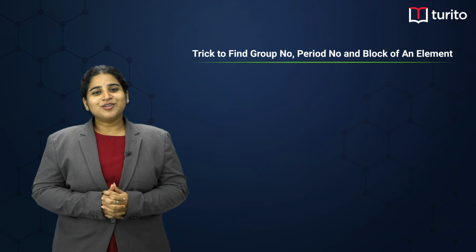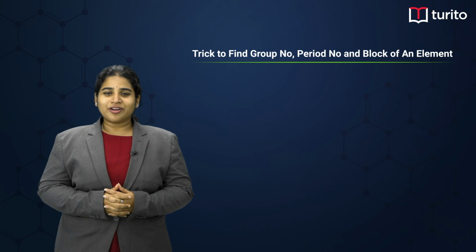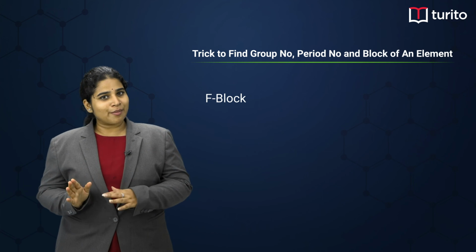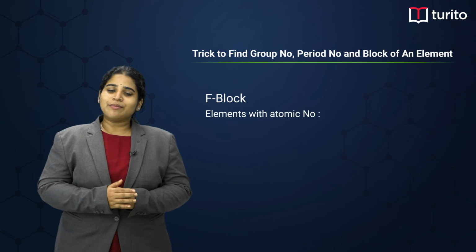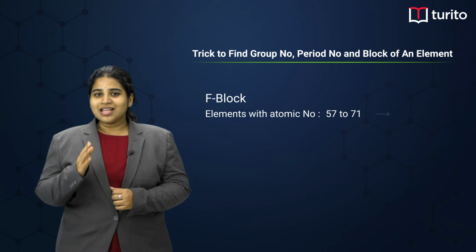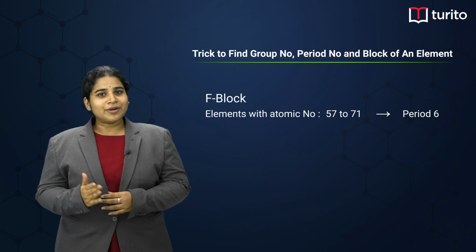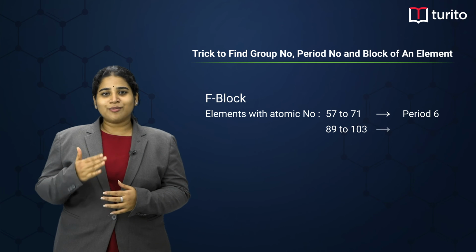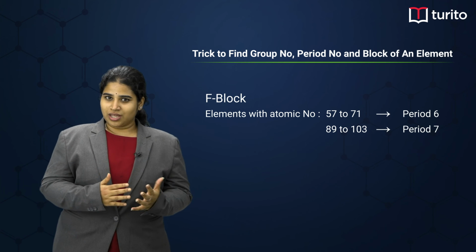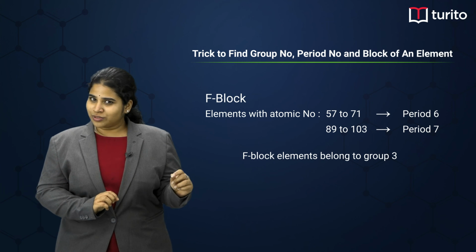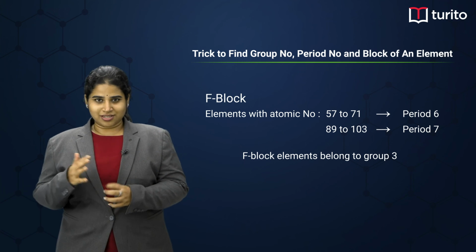To find the group number and period number of F block elements, we cannot use the above rules. So we have to just remember that if the atomic numbers are between 57 to 71, they belong to period 6 and group 3. If the elements are between 89 to 103, they belong to period 7 and group 3. So finally, the F block elements will have only group 3 and period 6 and period 7.